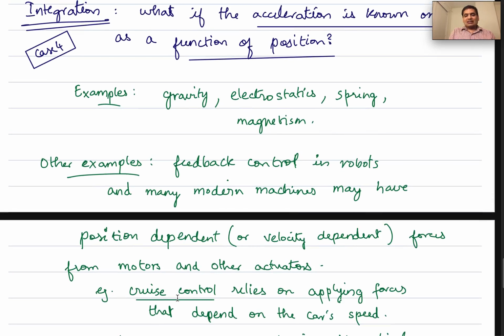For instance, this is more velocity dependence rather than position dependence. Cruise control. Imagine cruise control on a car. That's really about applying forces, like increasing the acceleration, for instance, as a function of the car's speed. If it's too slow, apply more force. If it's going too fast, apply a decelerating force. So that's cruise control, where you're applying forces that depend on the car's velocity.